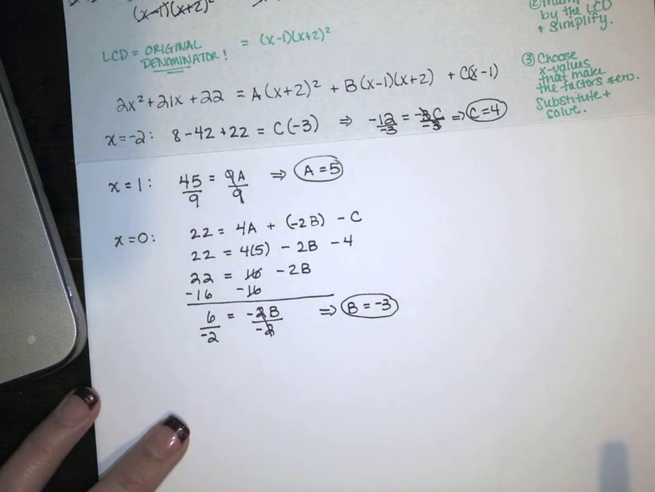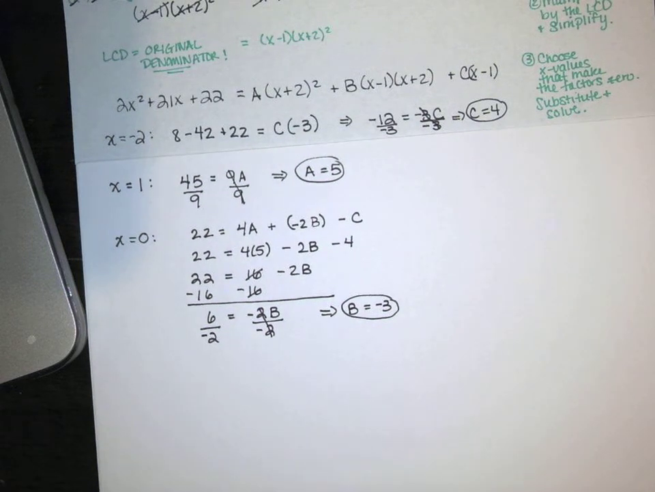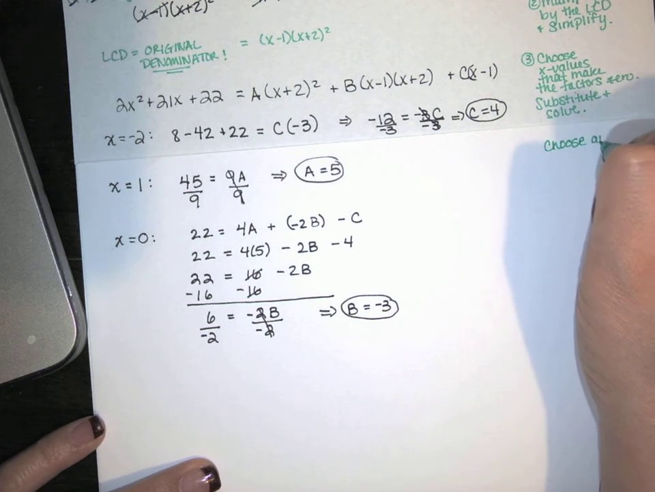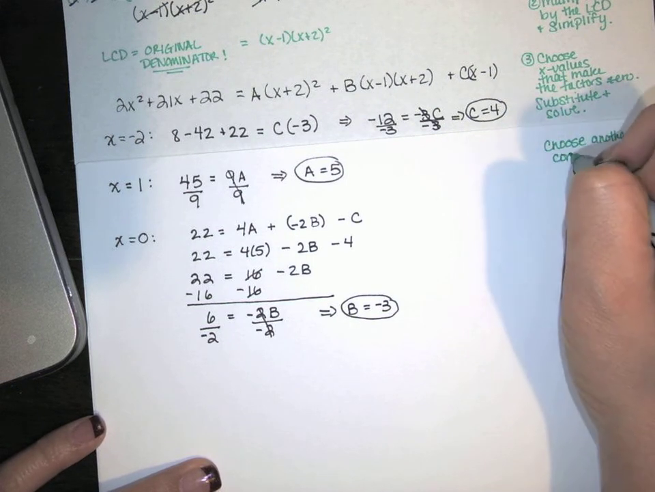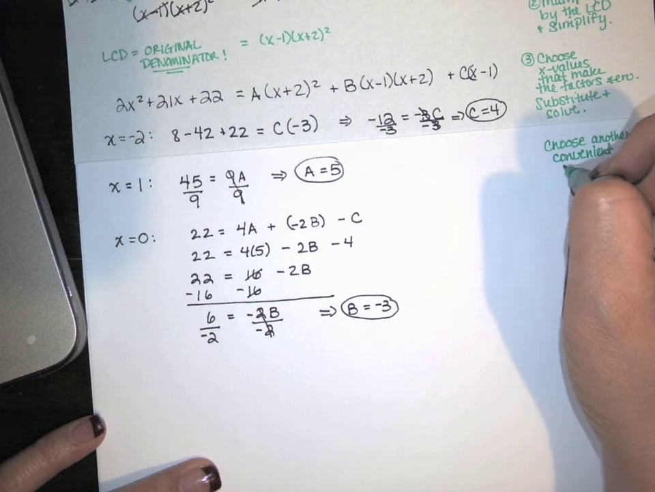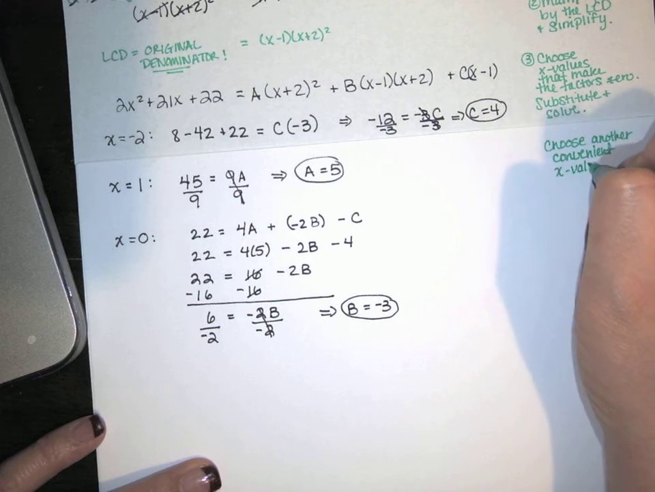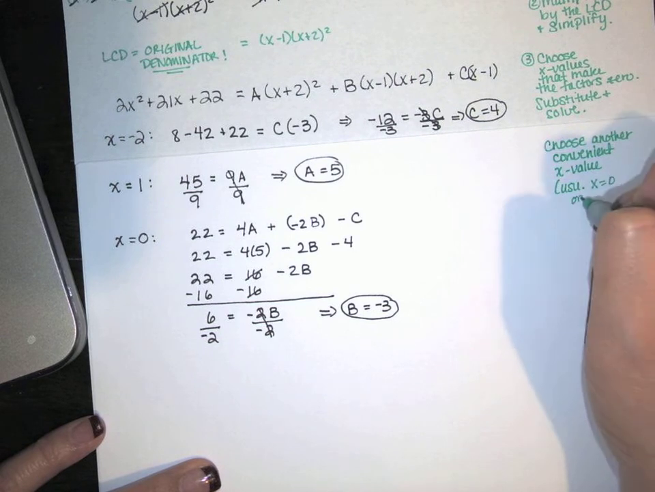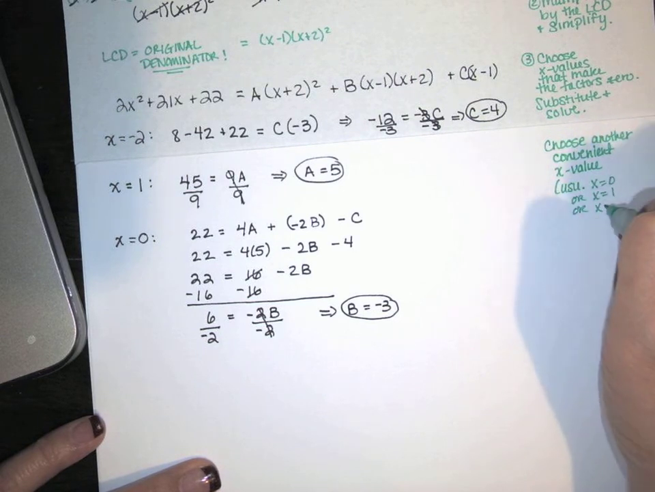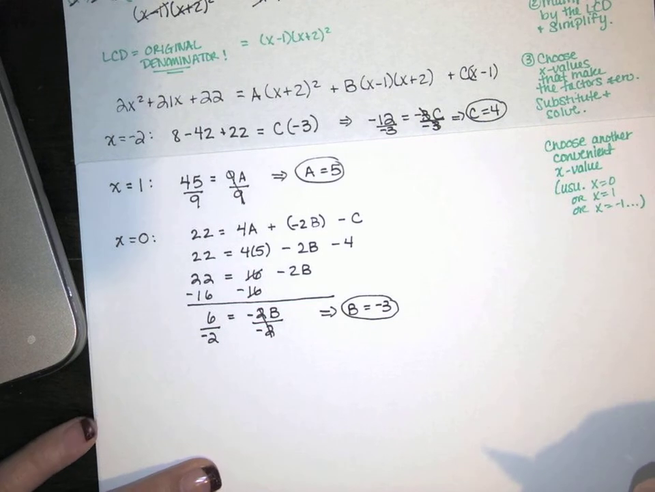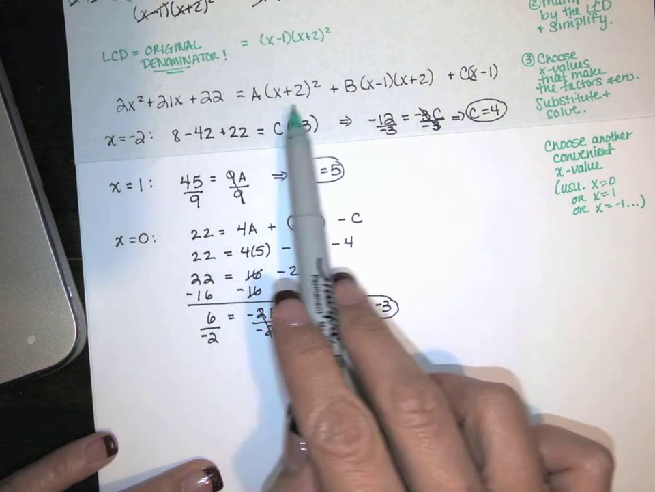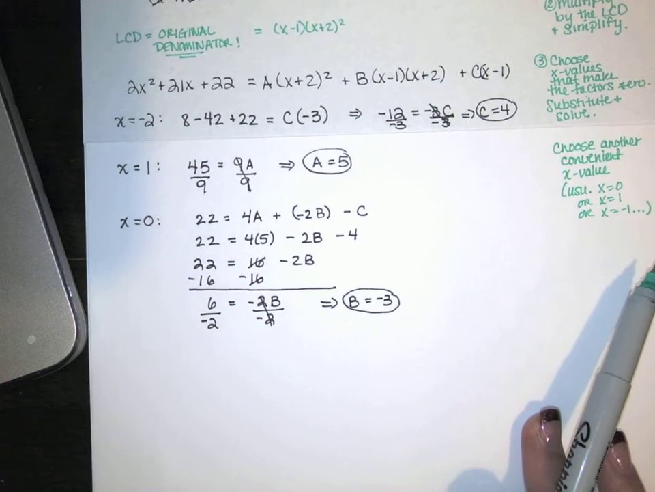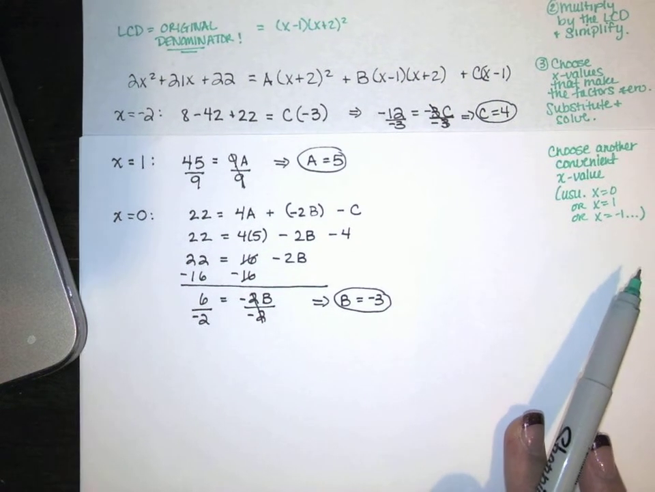And when we ran out of factors, we had to choose another convenient x value. Usually you're going to choose something like x equals 0 or x equals 1, or sometimes x equals -1, something like that. If you're looking for 3 constants, you're going to have to make 3 choices for x. If you were looking for 4 constants, you'd have to make 4 choices for x, and so on.